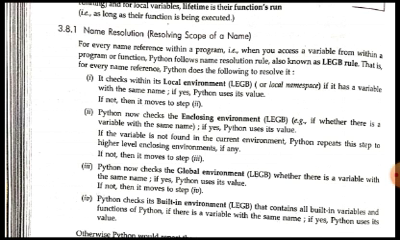So if you are using a variable inside a function and you haven't defined it in the local environment, then it will go to step number 2. And if we have defined the value for the variable in the local environment in which we are using it, then Python will search for the value in the local function itself.